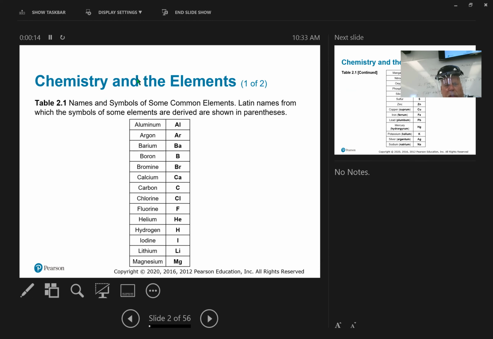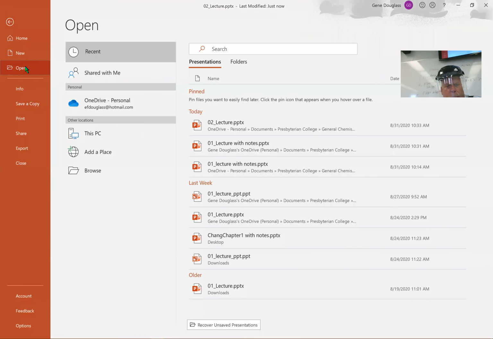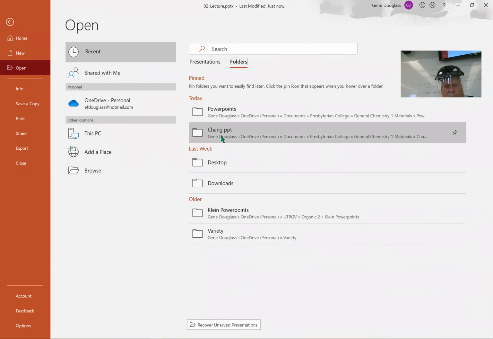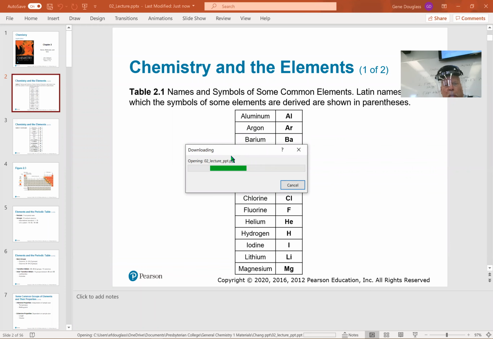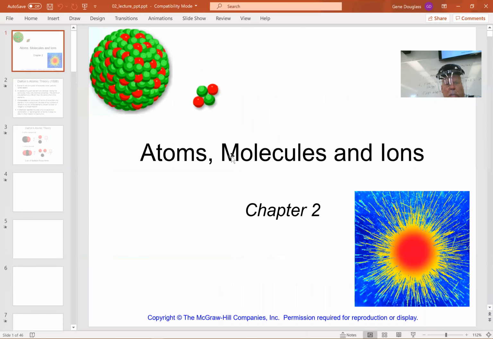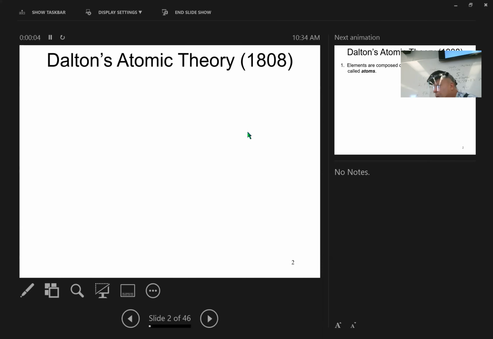Okay, before we get into that, I'm going to go through Dalton's atomic theory. I addressed Dalton a little bit before, and again, I like the organization of Chang here for this. We've got the nice animation with this.